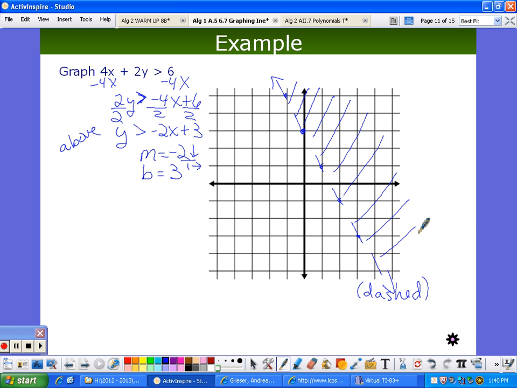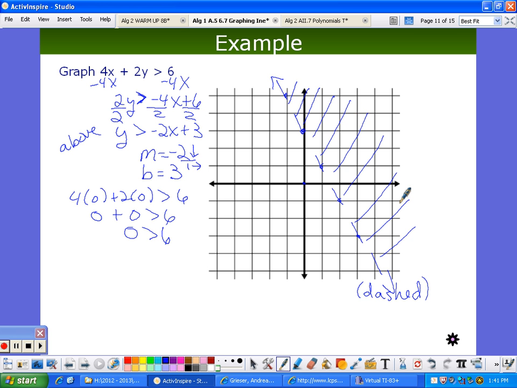Now, if you're thinking, what do you mean above? What do you mean below? Get used to the test point method first. Get really smooth with that, and then we'll start thinking more about above and below. But think about this. If I use this test point here, 0, 0, let's put it in. 4 times 0 plus 2 times 0. I want to know if that's bigger than 6. Is 0 bigger than 6? No, not a solution. I do have the right half plane shaded.